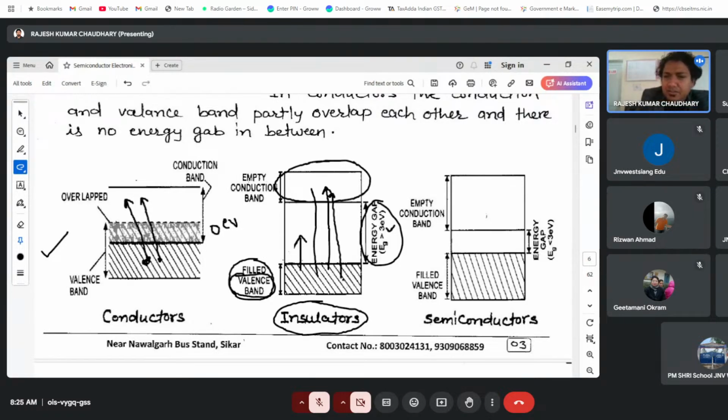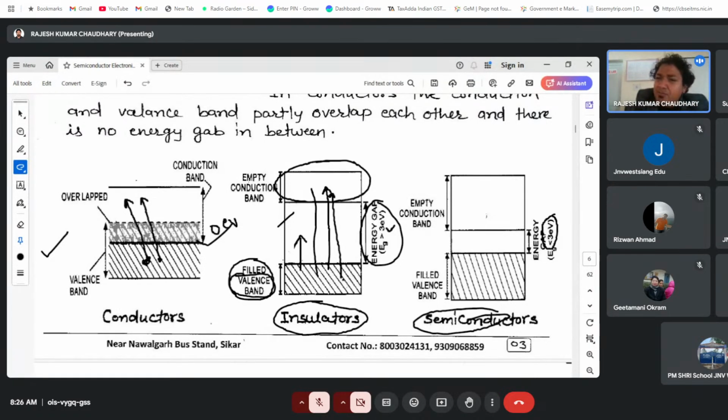Got it? Now there comes a third type of material that is called a semiconductor. In a semiconductor, the energy band gap is not overlapping, and it is not that high either. It is in between the conductors and insulators. It is less than 3 electron volt, but more than 0.